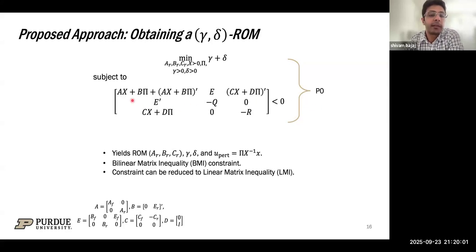By the way, these matrices A, B, and so on are just determined based on the composite system of the two systems, the full order system and the reduced order system. And on the bottom, I have the mathematical descriptions if you want to see.